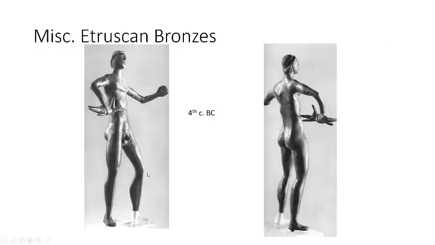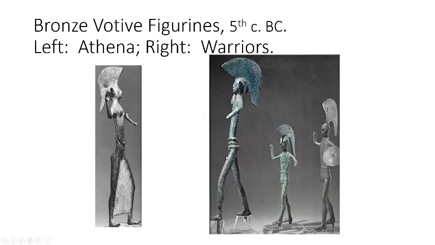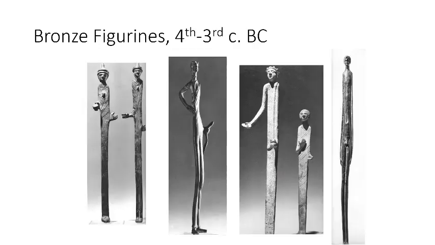Here's some more bronze sculptures. These are helmets, by the way. These are helmets and shields. So this guy probably held a spear at some point. More sculptures. These date a little bit more to the 4th and 3rd century BC. Don't know why some of them are elongated and some are not.